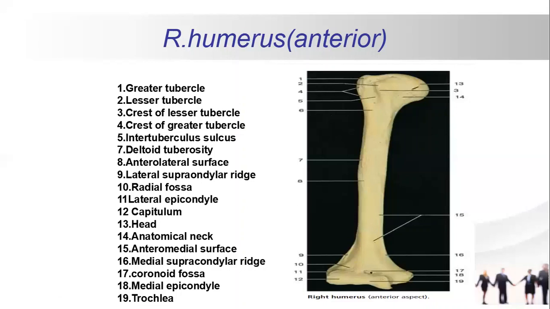We have number 13, the head of the humerus. Sorry, we have number 14, the anatomical neck. This is the anatomical neck. Sorry for not mentioning this, it's just the surgical neck of the humerus.